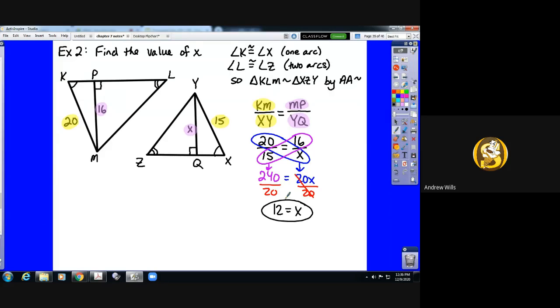Any questions so far? Again, we're not trying to trick you here. We're just trying to establish that these 3 types of line segments, altitudes, medians, and angle bisectors, in triangles are proportionally the same as the sides. They are proportional to the sides. Any questions on this second example before we advance to the last slide for the day?